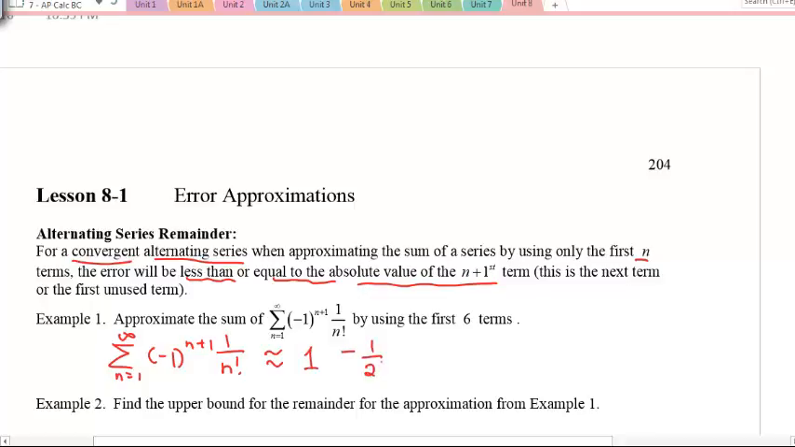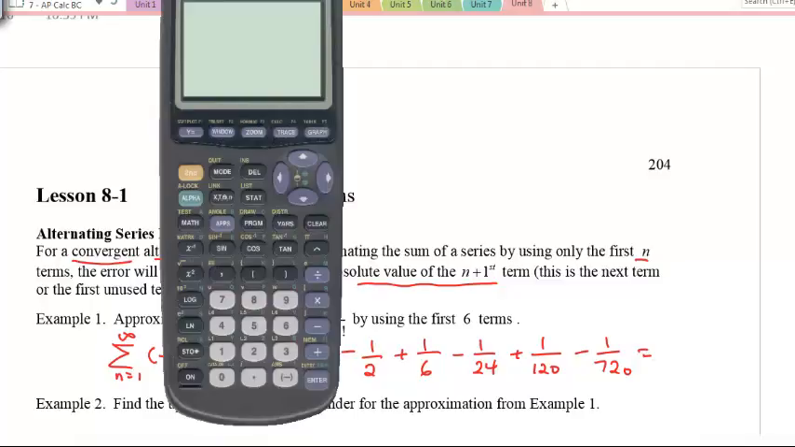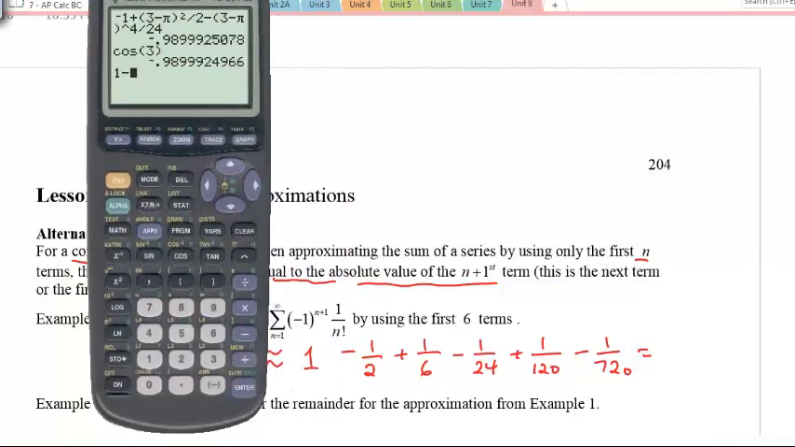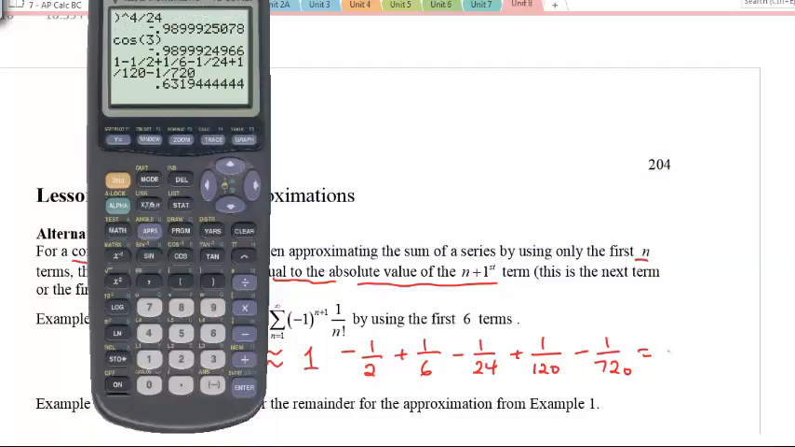If you do this, 2 factorial is 2, 3 factorial is 6, 4 factorial is 24, 5 factorial is 120, 6 factorial is 720. You can plug this into your calculator to calculate what that will be: 1 minus a half plus a sixth minus 1/24th plus 1/120th minus 1/720th. Ta-da! 0.63194.